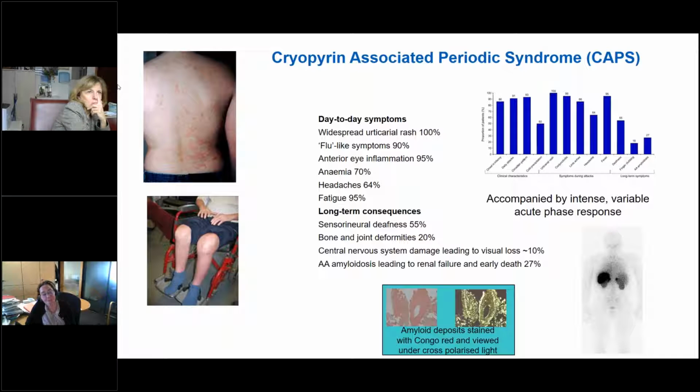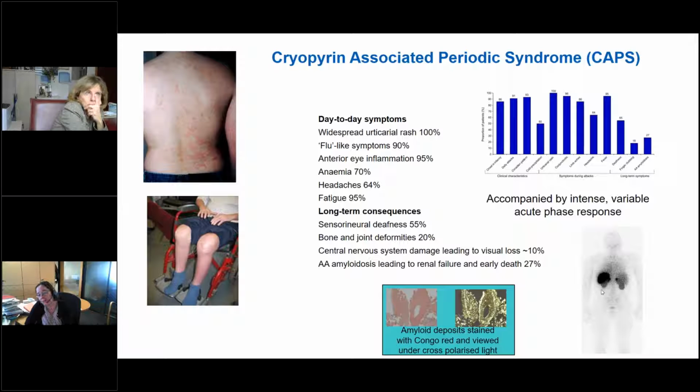Bone and joint deformities are seen in up to 20% of patients. This is often relatively subtle, but clubbing is seen in at least 1 in 5 patients. And there are risks of more severe damage, with visual loss occurring in up to 10% of patients. And before the advent of effective treatment, early death due to renal failure from AA amyloidosis was seen in more than a quarter of patients.